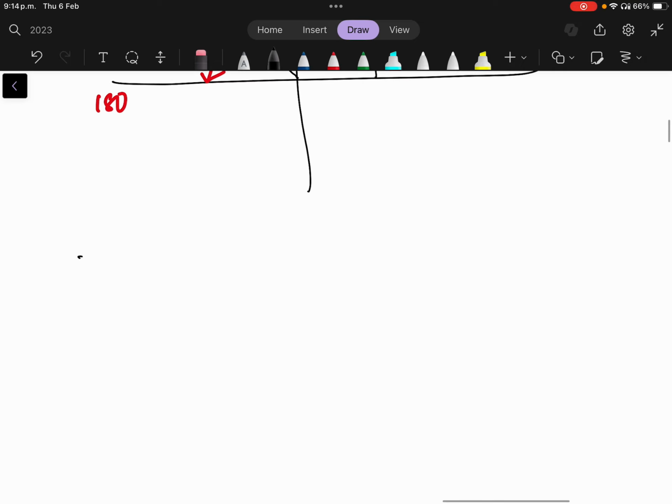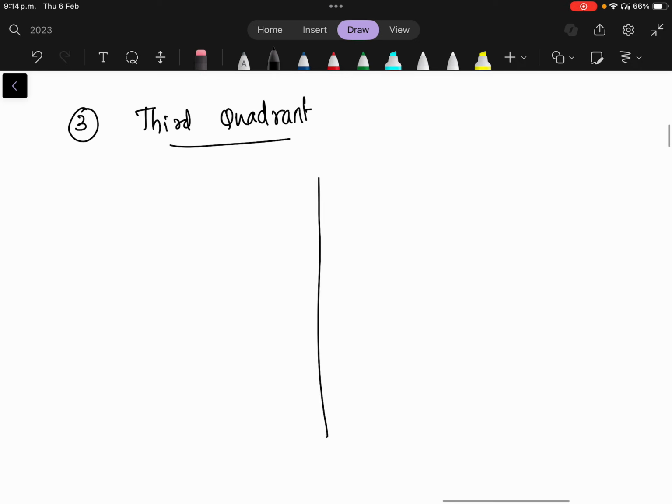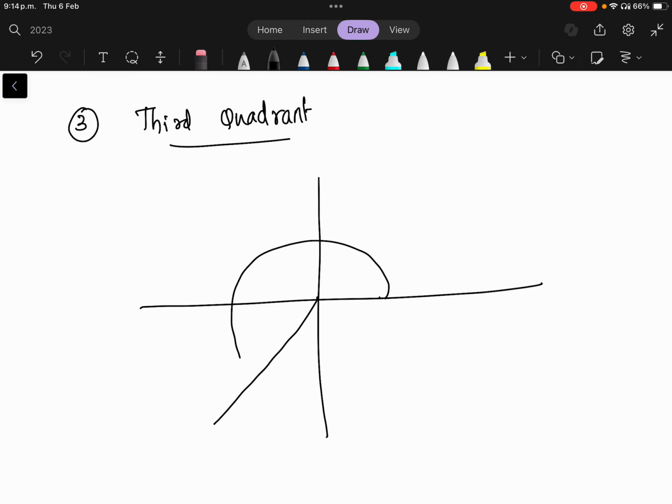Now the third one is the third quadrant. When the line is in the third quadrant, the angle is always measured from the positive side. So this becomes A, and the reference angle will be this one. Sorry, I need to mark it in red.